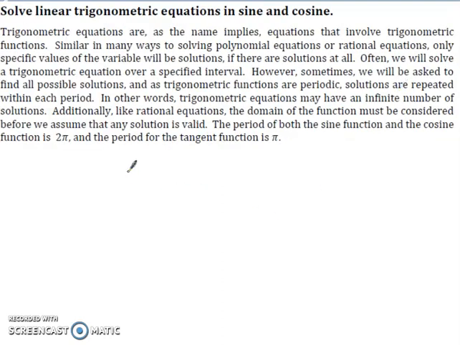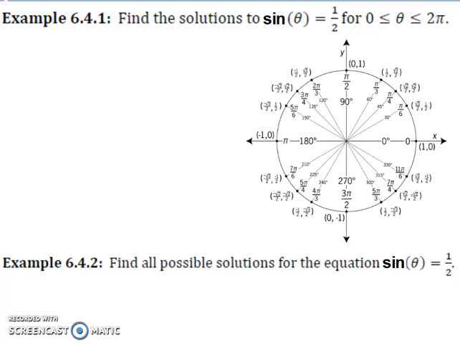So essentially what we are going to be doing is taking an equation such as sine of theta equals 1/2, and we are going to be solving for our angle theta. So our first example, I would like to find the theta value that gives us a sine of 1/2 on the interval 0 to 2 pi.